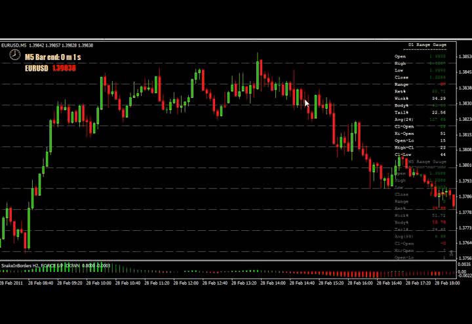Green followed by red. This did not go 1 pip below, so no entry. Green followed by red. Boom. Here we enter with the 12 pip stop loss with the 10 pip take profit. That would have been a winner.